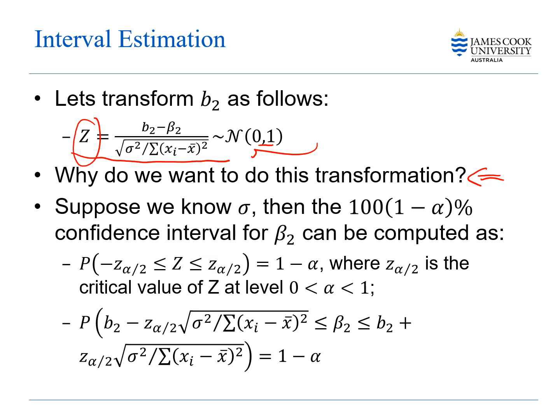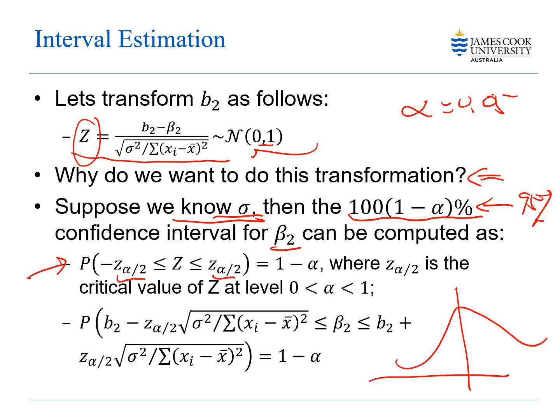So first, let's suppose we know sigma, okay? Then if we choose alpha to be 0.05, this would be a 95% confidence interval for beta 2, the true value of the parameter. It can be computed this way. First, find out the critical value: z alpha divided by 2 and negative z alpha divided by 2, such that the probability is 1 minus alpha. If alpha is 5%, then this will be 0.95.